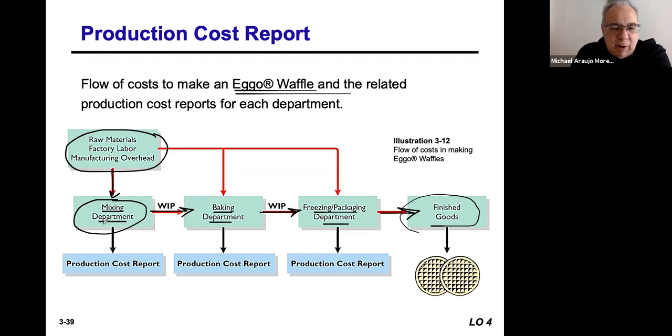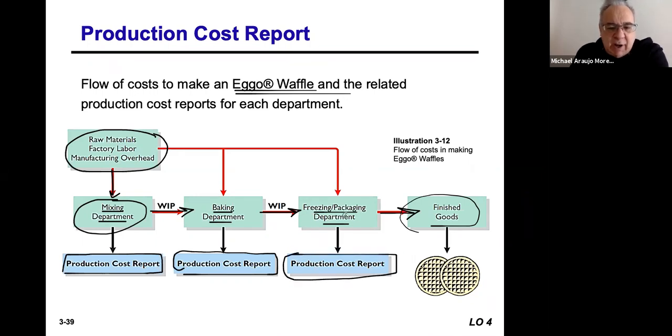So each of these departments is doing part of the production and they'll each have their own individual production cost report to put together to show what's going on, the types of activities and costs that are going on in each of these particular departments. So we're going to focus on what this production cost report looks like and how they put it together.